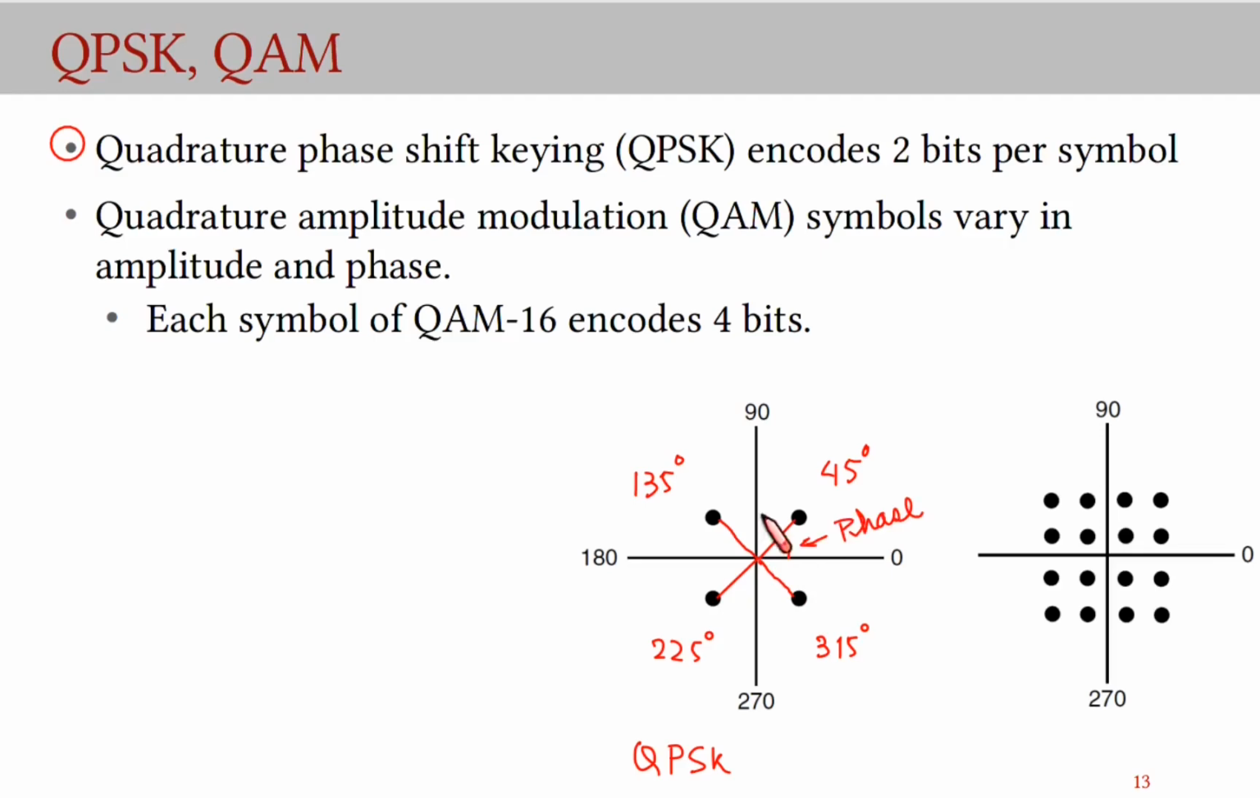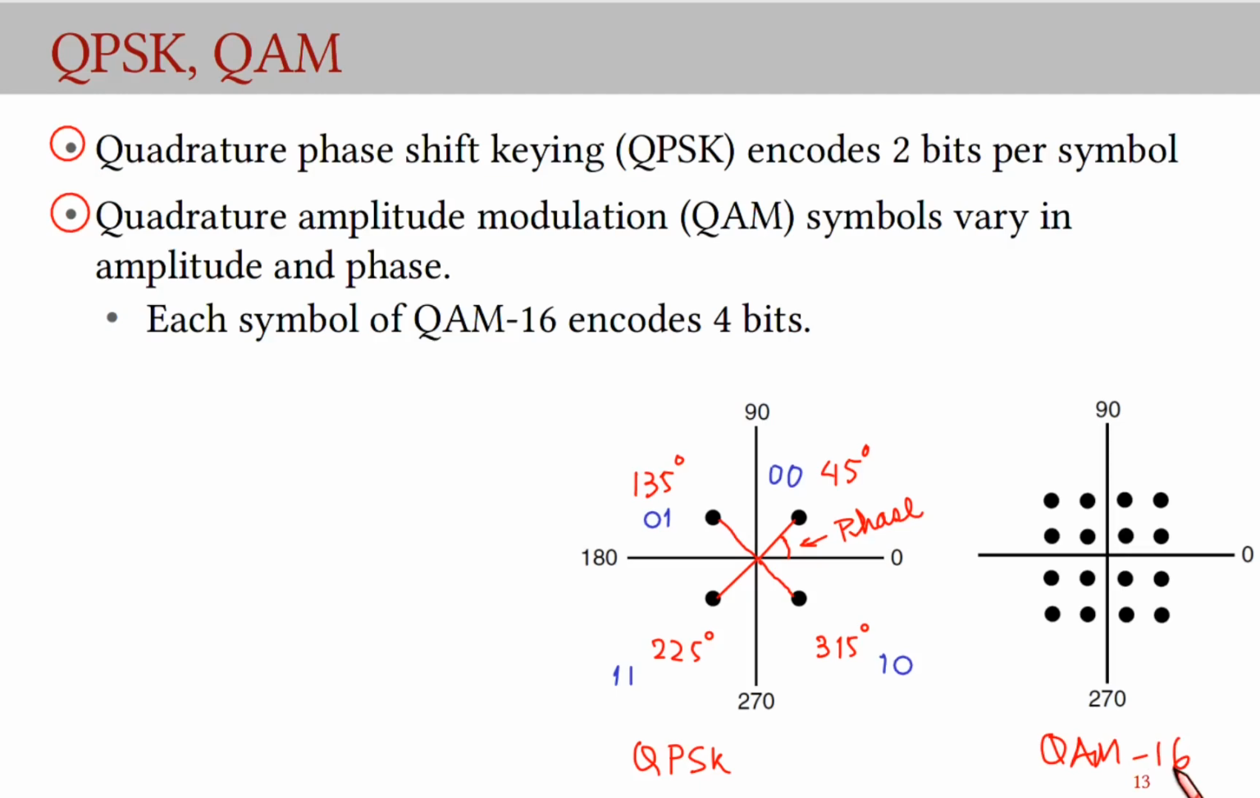Since there are now 4 symbols, each symbol can encode 2 bits. For example, 45 degree phase could encode 00, 135 could encode 01, 225 11, and then 315 10. QAM generalizes QPSK to combined variations of both amplitude and phase. This is constellation diagram of QAM 16.